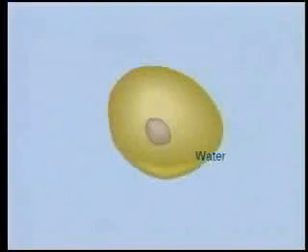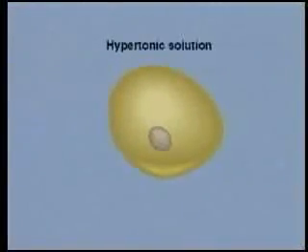Therefore, whether water moves into or out of a cell will depend on the relative concentration of solute inside versus outside the cell. Suppose a cell is placed in a hypertonic solution. This is a solution in which the concentration of solutes is greater than the solute concentration in the cell. Water diffuses out across the cell membrane and the cell shrivels up.